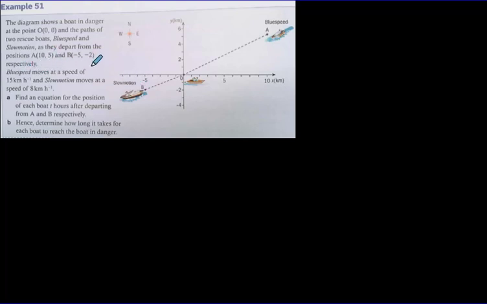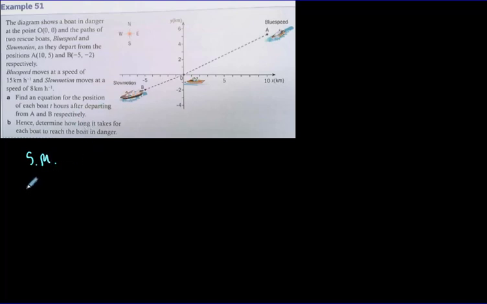Blue Speed moves at a speed of 15 kilometers per hour, and Slow Motion moves at a speed of 8 kilometers per hour. And it says find the equation of the position of each boat at t hours after departing from A and B. So we'll start with Slow Motion. So let's say Slow Motion, I'll call it SM for slow motion, right?